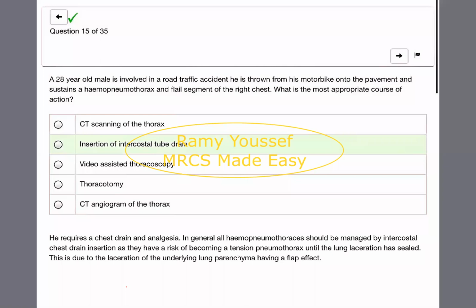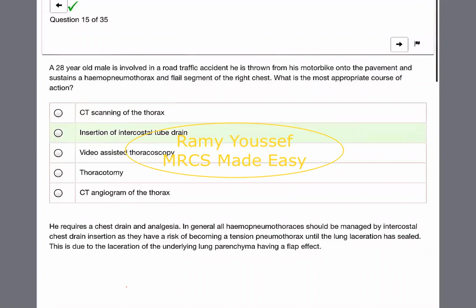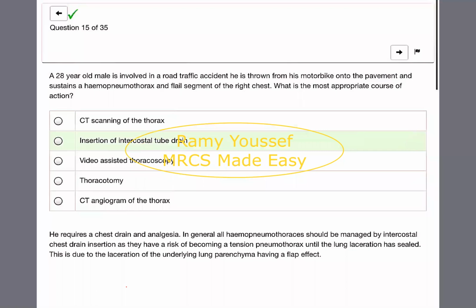So where exactly do we insert the intercostal chest tube? It has to be the 5th or 6th intercostal space, mid axillary line. 5th? According to the last update of ATLS, it's the 5th intercostal space, just anterior to the mid axillary line, where we can put the needle decompression.